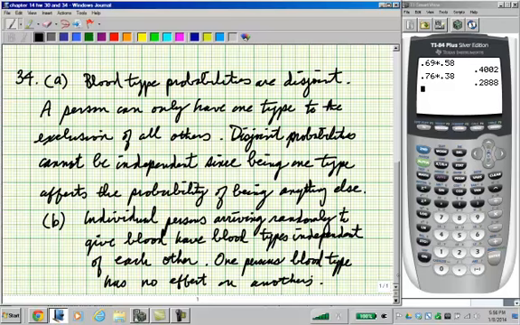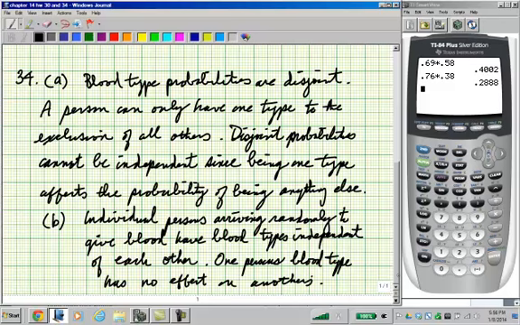Disjoint probabilities cannot be independent, since being one type affects the probability of being anything else. So if you're type A, then your probability that you're type A is 100%, and the probability that you're any other type, B, O, A positive, whatever, is 0. On the other hand, if you're type B, the probability that you're A is 0, and the probability that you're B is 100%. So disjoint probabilities cannot be independent, since being one type affects the probability of being anything else.